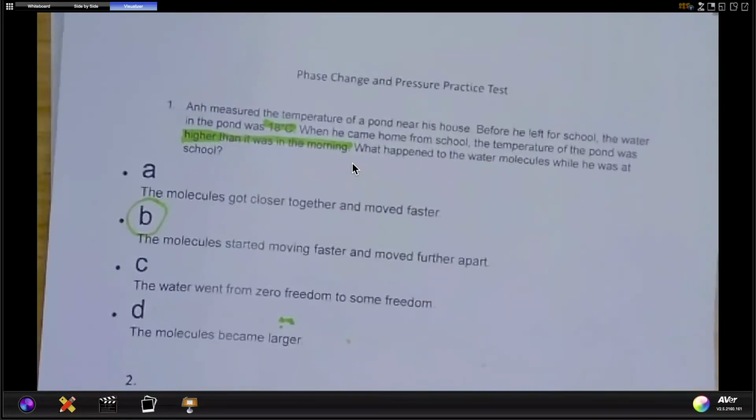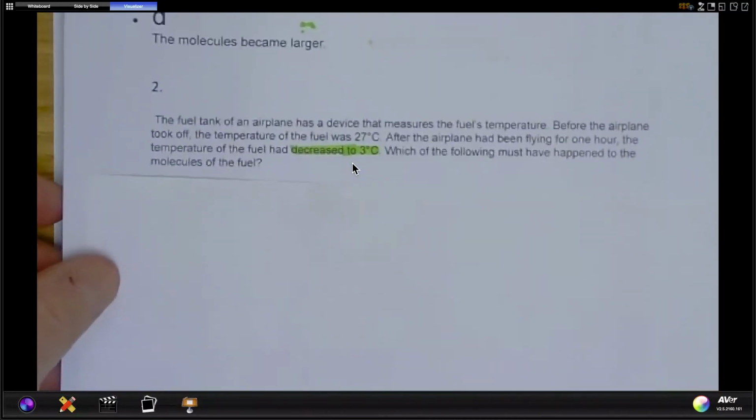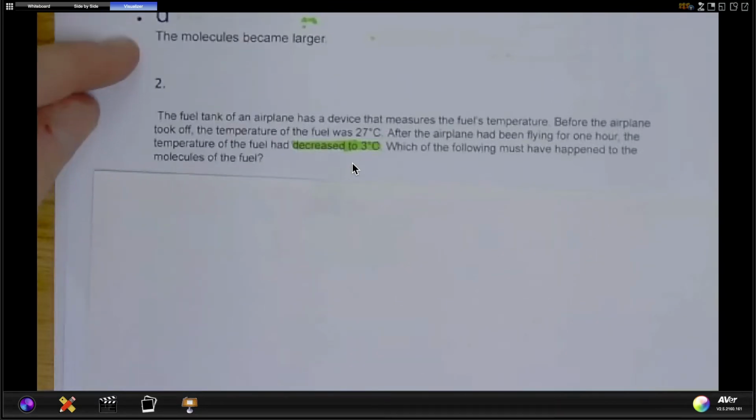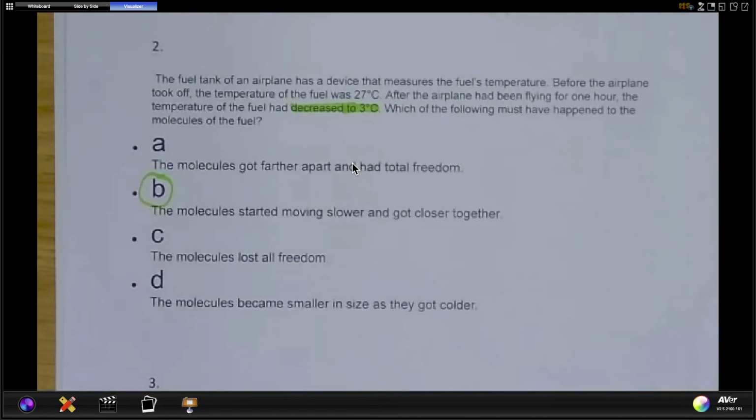Okay. Second question is almost the same question, but you have an airplane fuel tank here that was at 27 degrees Celsius, and it says that we took energy out. We decreased its temperature. So this is just like the opposite of the last question. What's going to happen if we decrease the temperature? Well, here it is. The molecules started moving slower and they got closer together. We know that when we take away energy, we slow particles down and that makes them go closer together.